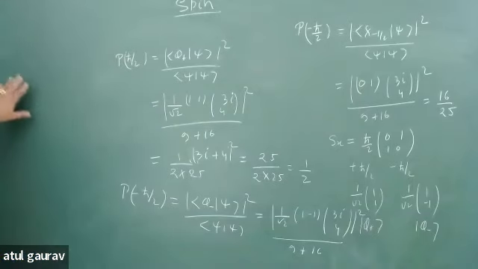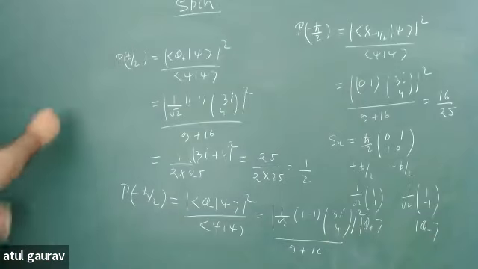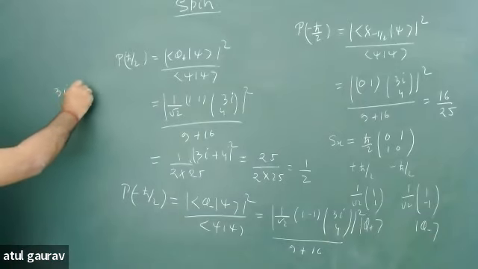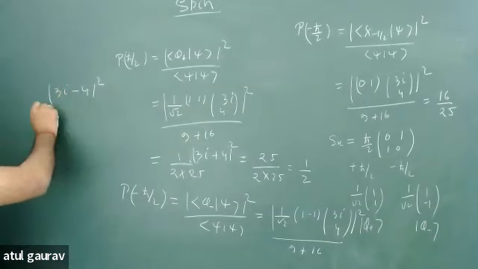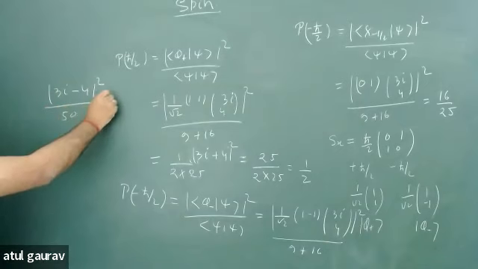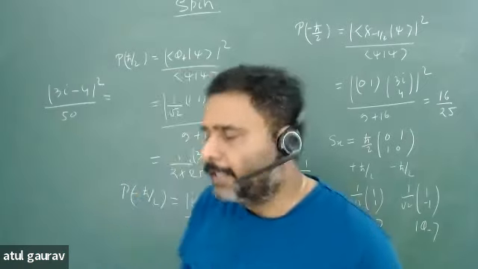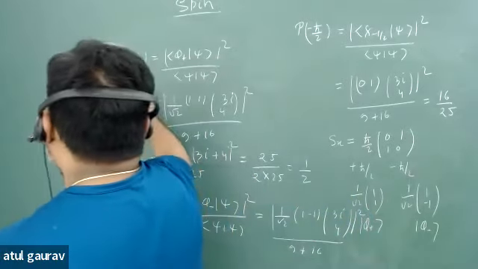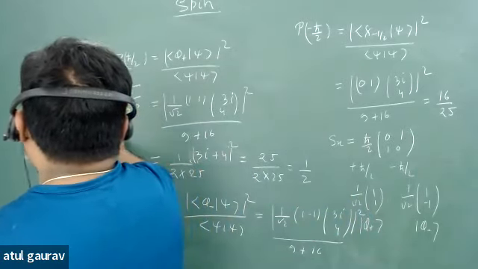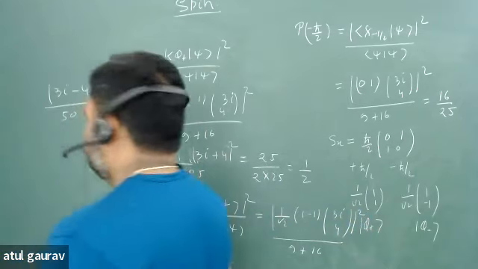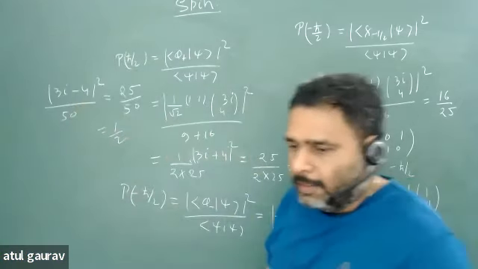I am writing it here. What will you get? You will get 3i minus 4 mod square by 50. What will be the value of the mod square of 3i minus 4? 25. So you have to take care of this thing. 25 upon 50, that will be 1 by 2.